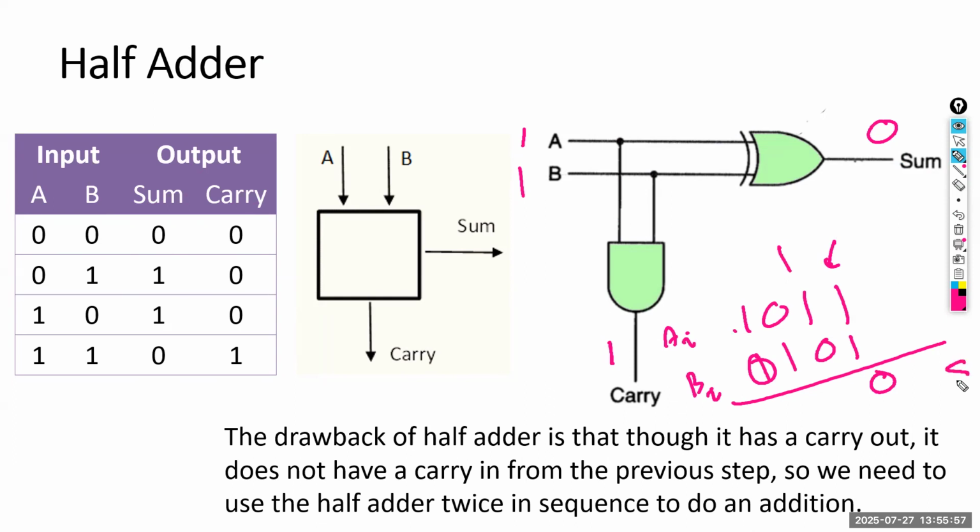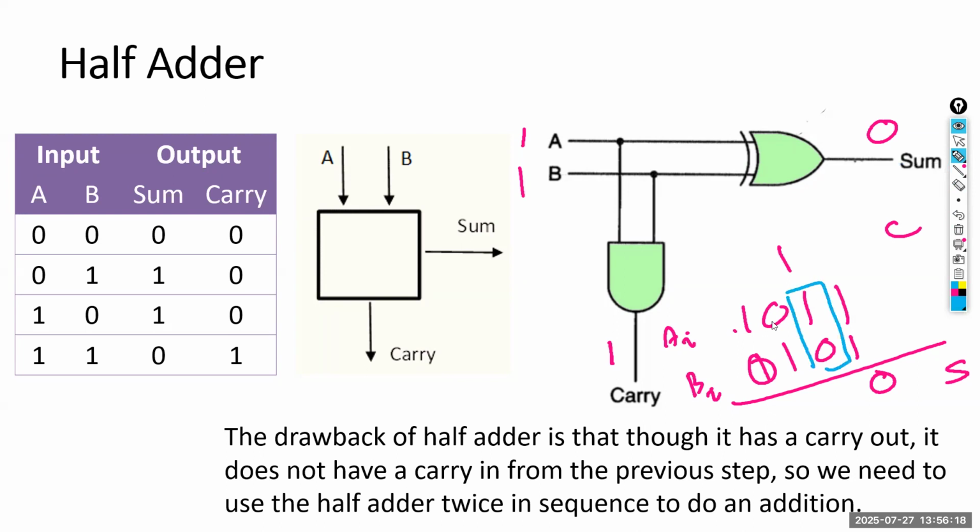You can see this is sum. This is carry. You can see sum is 0, carry is 1. Yes, sum is 0, carry is 1. Now we are done for this column. Now we are into the next column. Now let's first add these two.